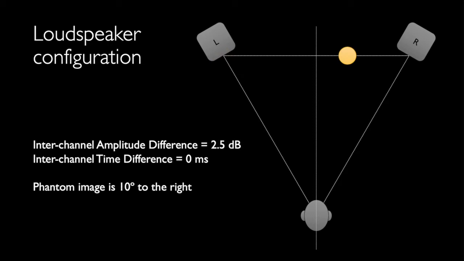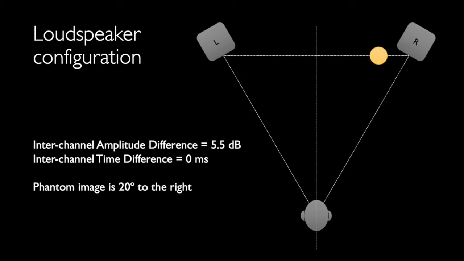Interchannel amplitude panning, 10 degrees right. The right channel is now 2.5 decibels louder than the left channel, and the interchannel time difference is 0. The image should appear to be positioned 10 degrees to the right of center, or 1/3 of the distance from the center to the right loudspeaker.